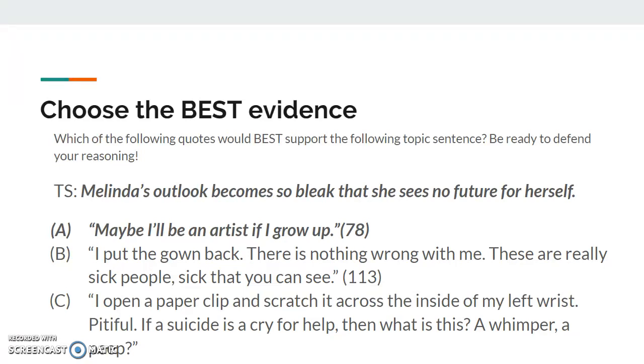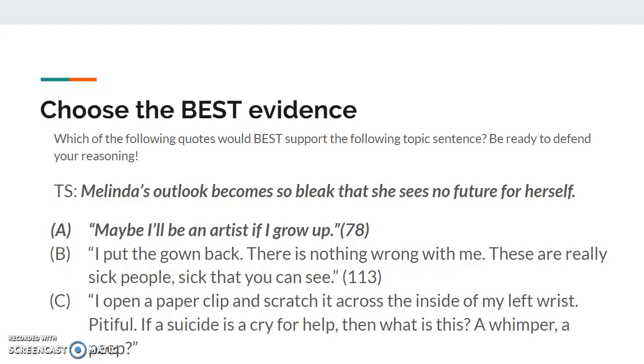"These are really sick people," sick that you can see on 113. And then there's a description of her mutilating herself, of cutting herself with a paperclip. And that's at about page 180. So all of these show that Melinda is upset, that she's in a bad place. But the one that best shows that she sees no future for herself is A.